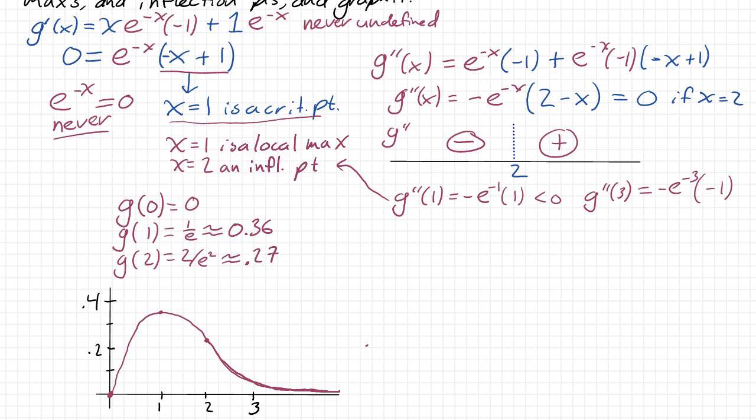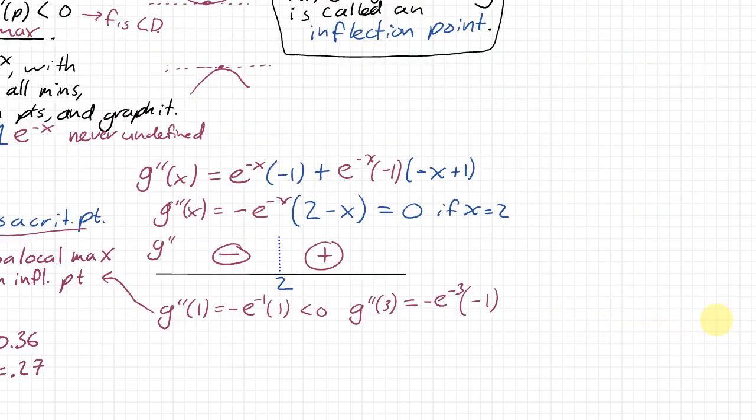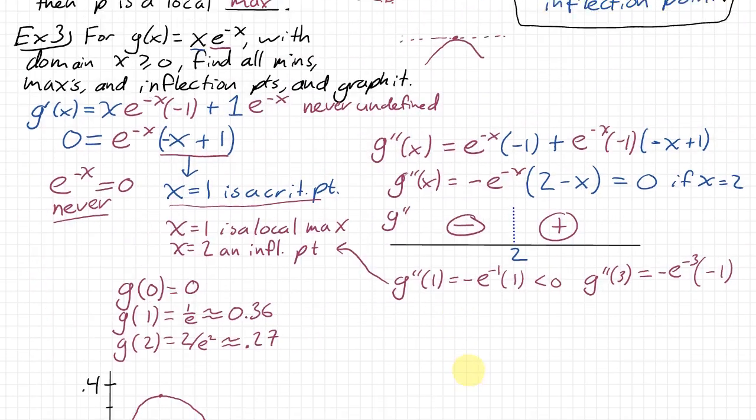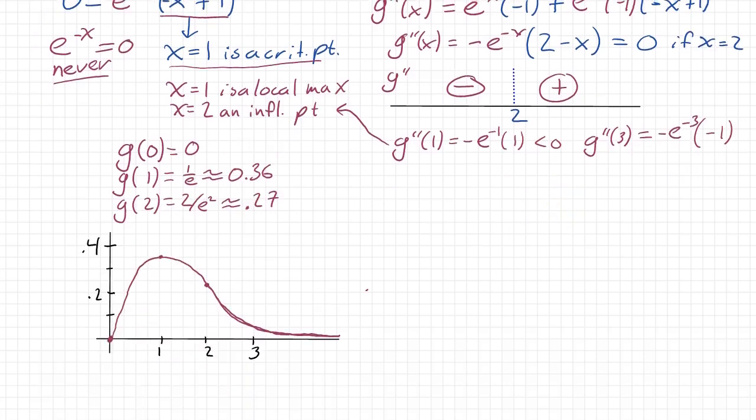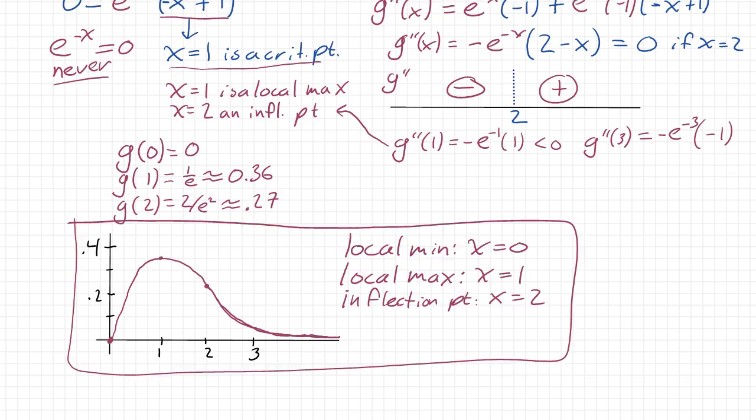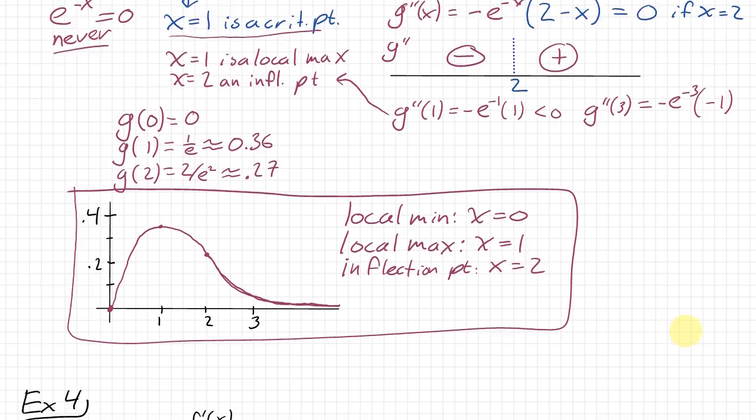And I haven't quite answered the question because there's one thing I missed. I said we have a local maximum and we have an inflection point, but have I found all of the mins and maxes? Not quite, because I haven't checked the endpoint of the domain, and you can just tell from the graph that that makes it a local minimum. So there is a complete graph of that and the complete answer, with the local min at x equals 0, local max at 1, and inflection point at x equals 2.